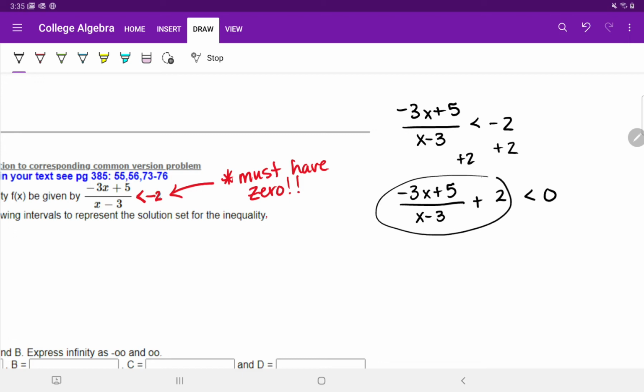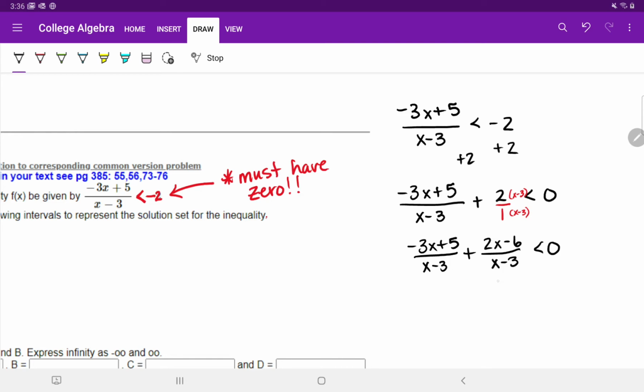Now, this is untenable. We cannot find asymptotes when we're dealing with a problem like this because our numerator is broken up into separate chunks. So what we have to do is combine these two terms into a single fraction. That's going to require finding a common denominator, so we need to multiply the 2 by (x - 3)/(x - 3). That'll give us (-3x + 5)/(x - 3) + (2x - 6)/(x - 3).